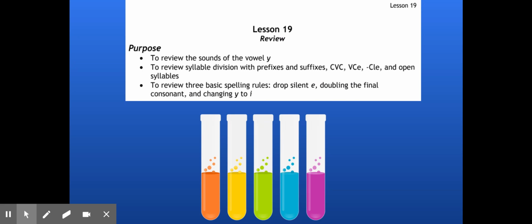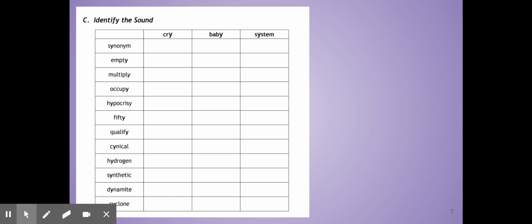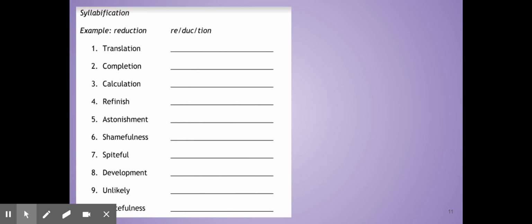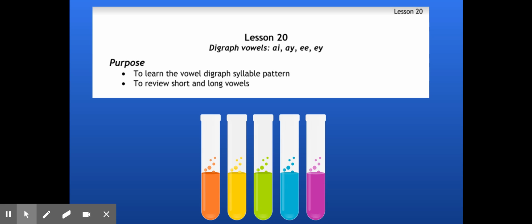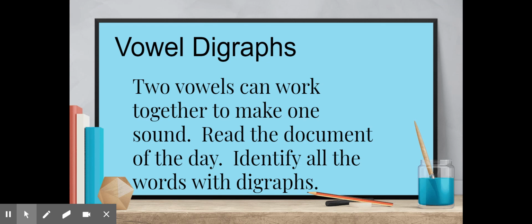So we will review the letter Y. I just threw that in the slide deck in here. But we're going to talk this week about digraphs. So a digraph is a set of two vowels that work together to make one sound.